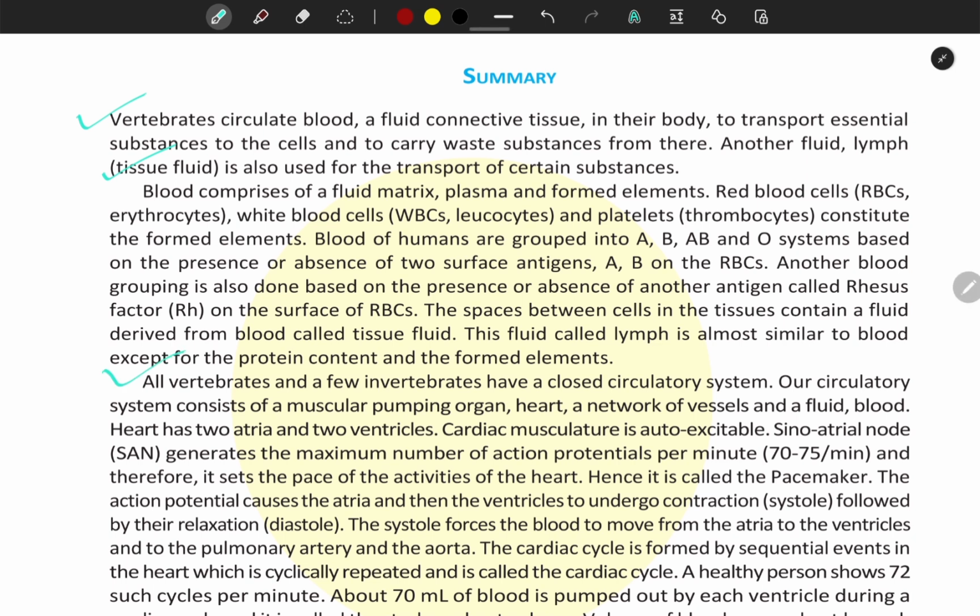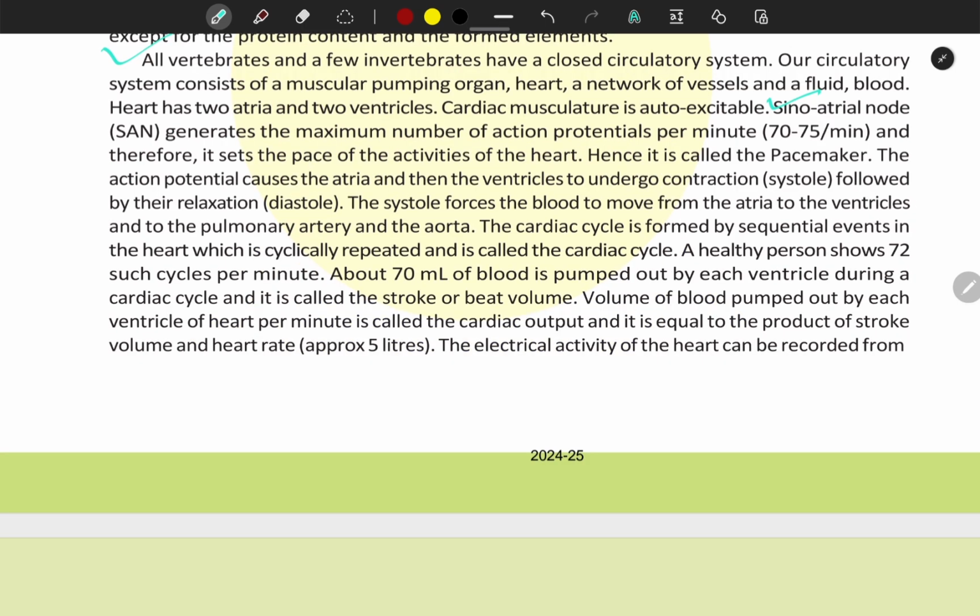All vertebrates and a few invertebrates have a closed circulatory system. Our circulatory system consists of a muscular pumping organ, heart, a network of vessels and a fluid blood. Heart has two atria and two ventricles. Cardiac musculature is autoexcitable. Sinoatrial node, that is SAN, generates the maximum number of action potentials per minute, that is 70 to 75 per minute, and therefore it sets the pace of activities of the heart. Hence it is called a pacemaker.